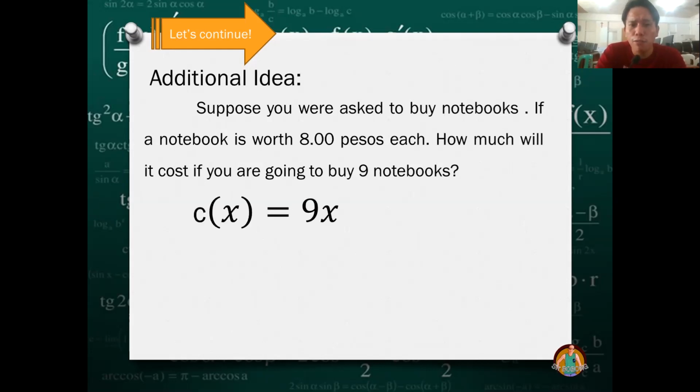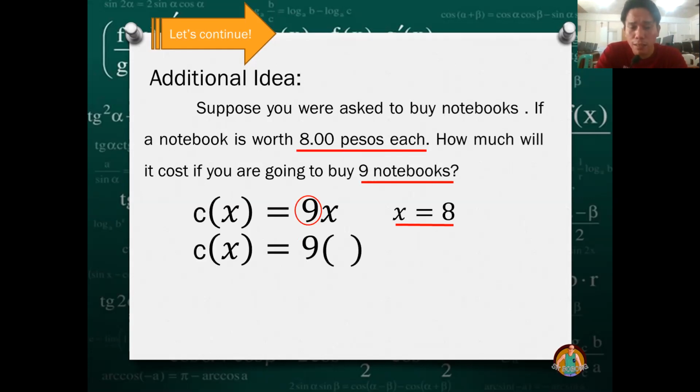Let's say the c of x, or the cost function of x, is equal to 9x where x is equal to 8. Bakit 9? Kasi 9 na notebooks yung bibilhin mo. Bakit naman 8 yung x? Kasi 8 pesos yung isang notebook. So let's substitute x by 8. So 9 times 8 will give us 72 pesos.